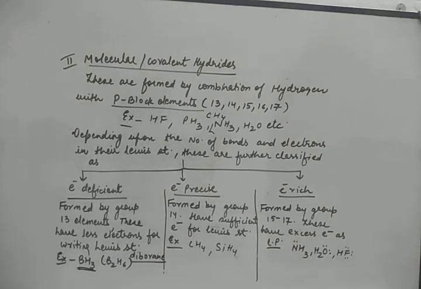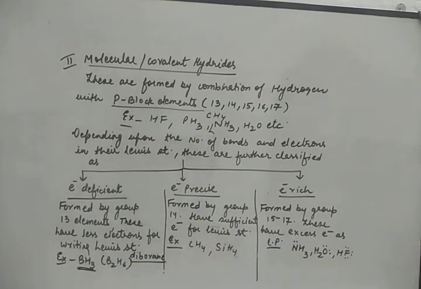lone pairs. And because of the presence of lone pairs on the electronegative elements, these are also involved in the formation of hydrogen bonding. This we have discussed in chapter number 4. So these molecules NH3, H2O, HF are involved in the formation of intermolecular hydrogen bonding, which is responsible for very high boiling point of these electron rich hydrides. So these are the types of molecular hydrides.